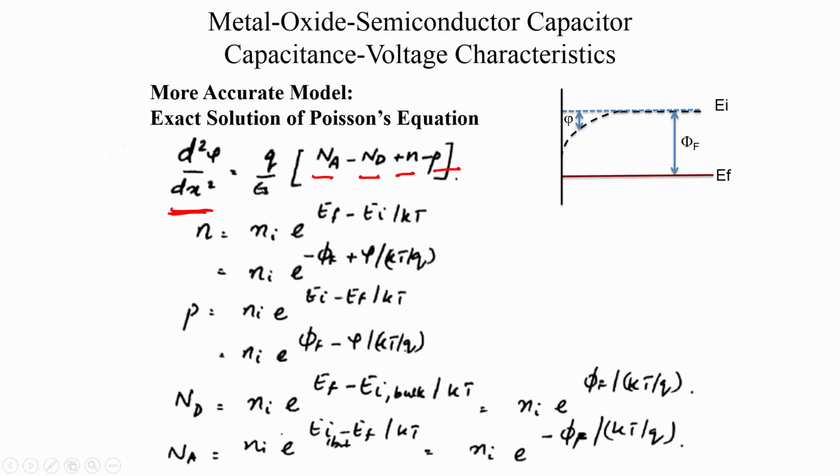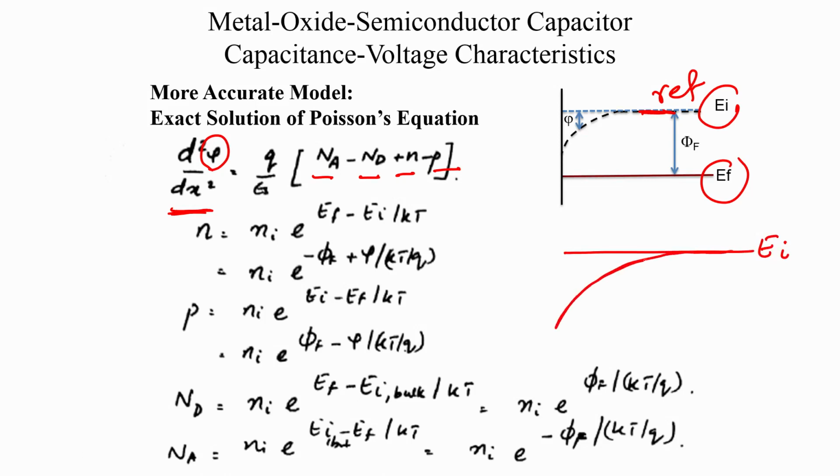And the way we are going to define the potential, what is this phi? This is Ei, that is EF, and that is the band bending. This is the reference potential, and the way we have defined phi is this potential. So phi is a function of x. If that is the bulk, that is the flat band, and during band bending the Ei bends this way. So, that becomes phi of x.